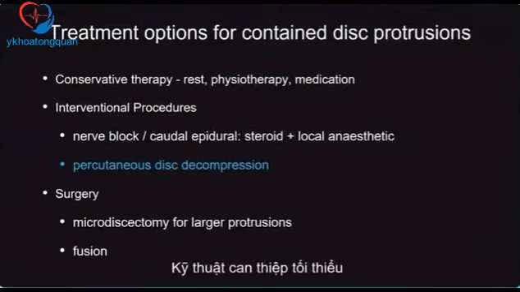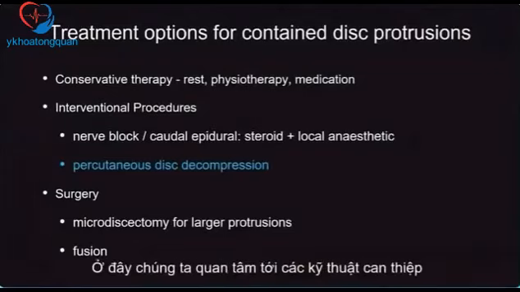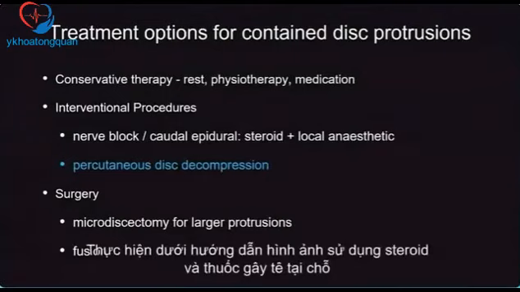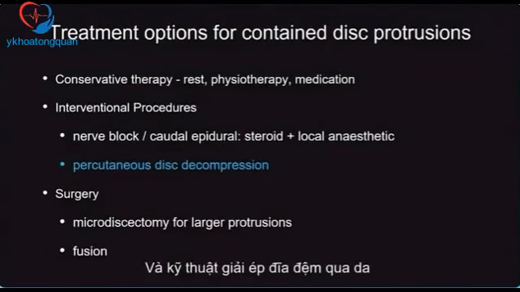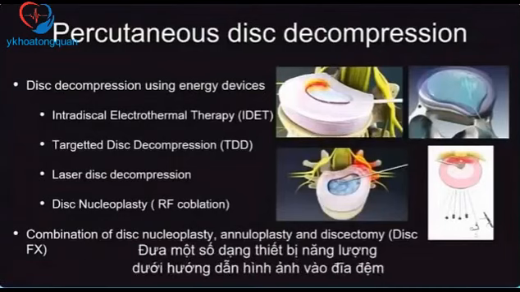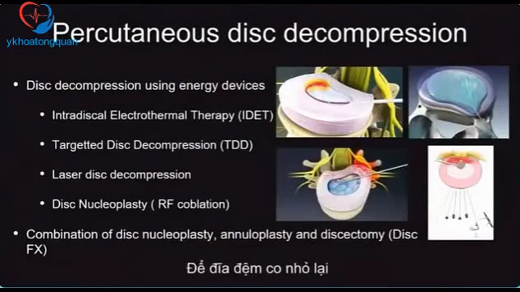Interventional procedures, and surgery. The interventional procedures are what we're interested in, and these refer to nerve blocks and caudal epidural injections done under image guidance using steroids and local anesthetics, and percutaneous disc decompression. Percutaneous disc decompression usually refers to the insertion of some form of energy device under image guidance into the disc to cause the disc to shrink.